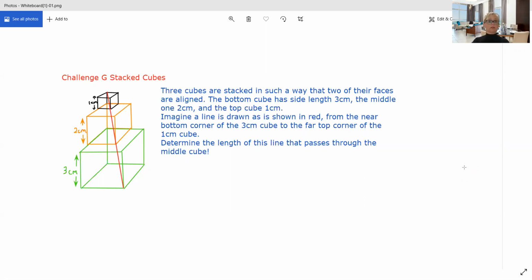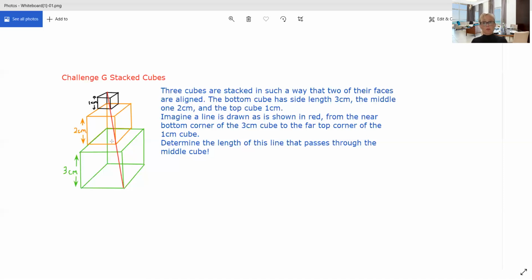So we could imagine this line coming down here is in the corner of a room, and we've stacked them up in that way. We're imagining that we've had a line drawn from the bottom near corner of that biggest cube all the way to the top far corner of that smallest cube. Now the cubes have side length 3 centimetres, 2 centimetres and 1 centimetre. We are asked to find out what length of this line passes through that middle block.